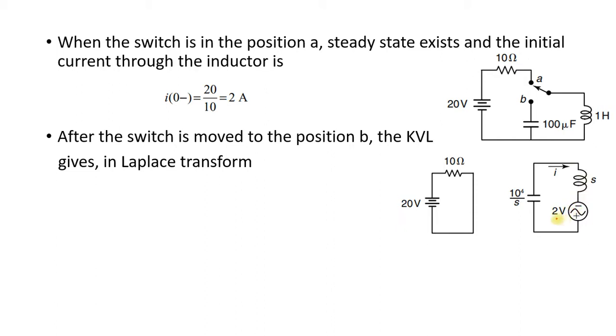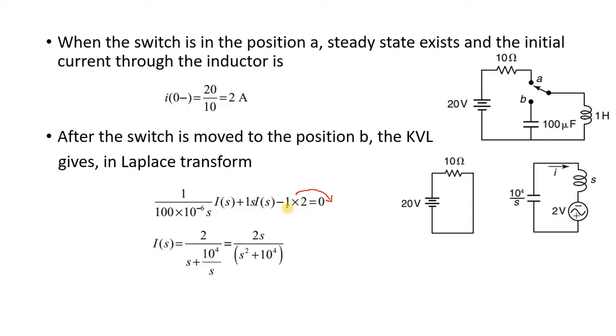Here this 2 volt is nothing but the initial voltage, which is taken as L into I naught. L is 1 Henry and I naught is 2 ampere, so 1 into 2 is equal to 2 volt. If I apply KVL around this loop, the equation looks like this. This 2 goes to the RHS. This is the initial current and this is the value of L. Now rearrange the equation, and it looks like this.